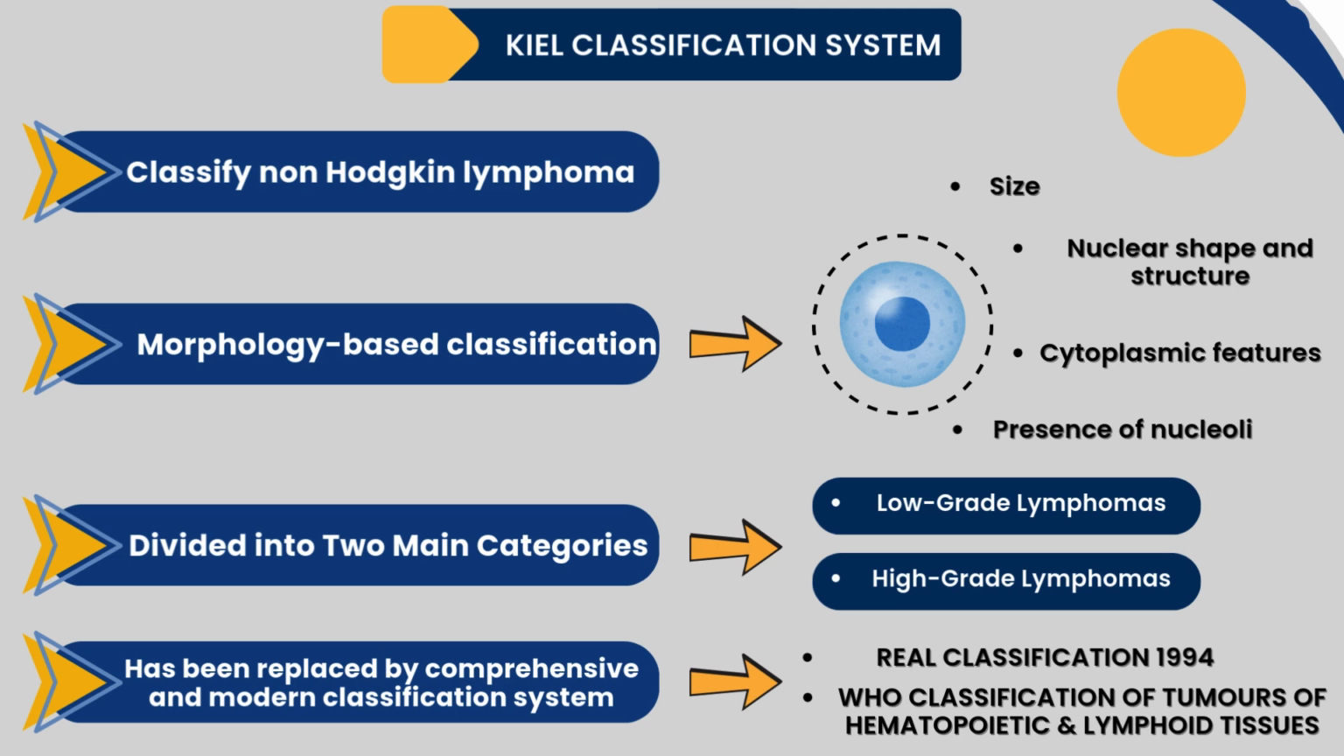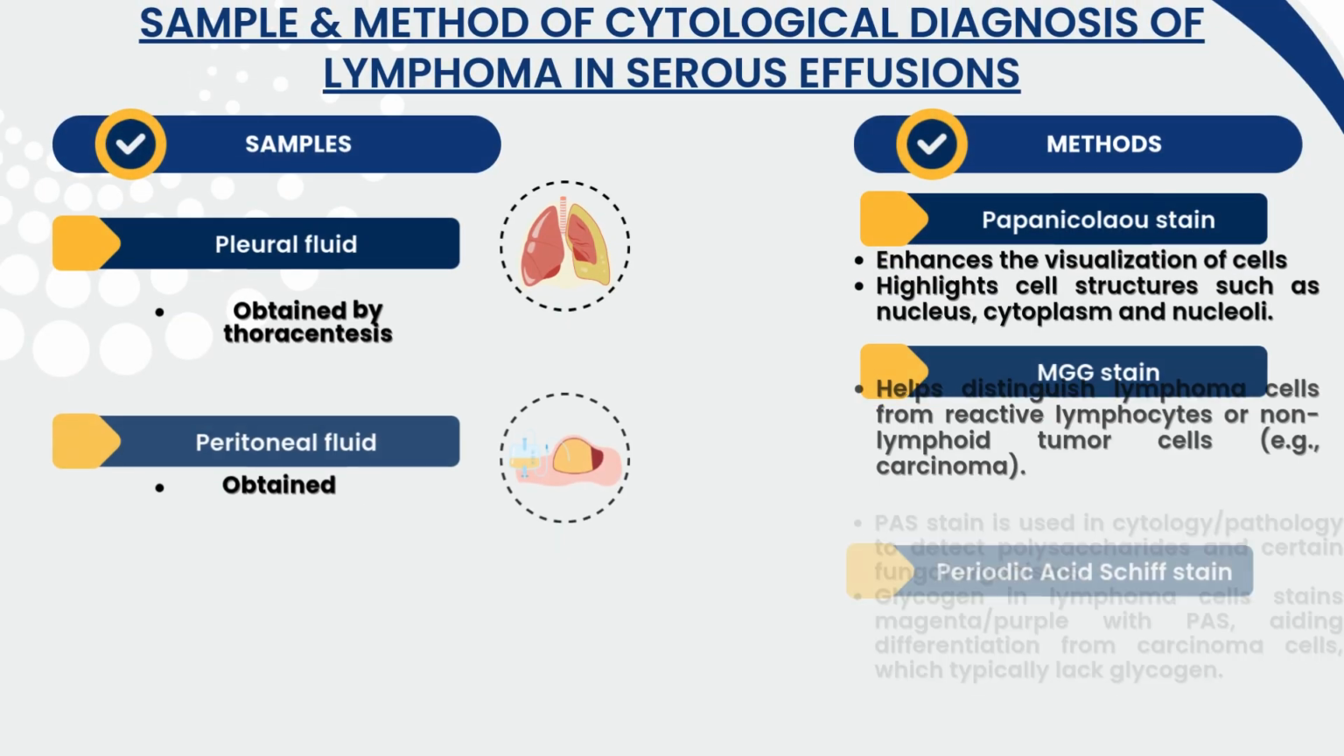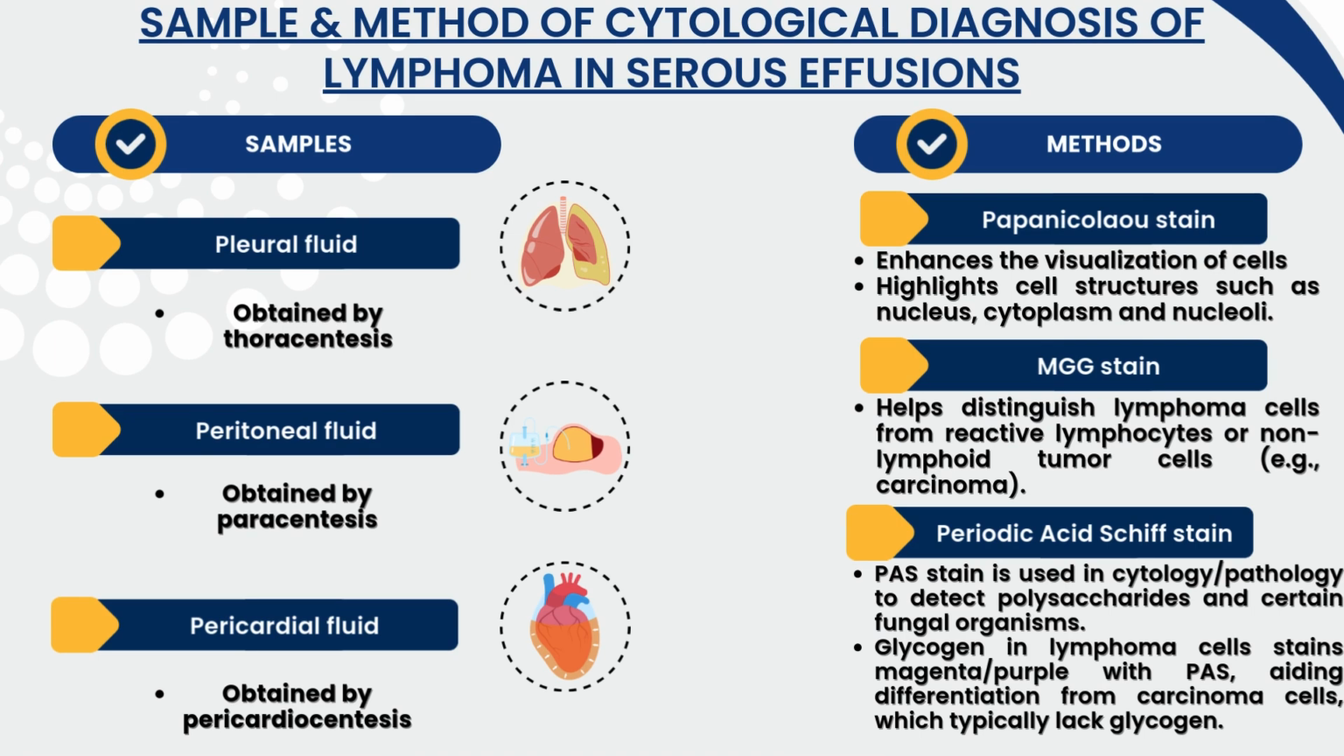The materials required for the cytological diagnosis of lymphoma in serous effusions include samples of serous fluid obtained from body cavities, such as pleural fluid by thoracentesis, peritoneal fluid by paracentesis, and pericardial fluid by pericardiocentesis. The Papanicolaou (PAP) stain is widely used in cytology and plays an important role in diagnosing lymphoma in serous effusions. It enhances the visualization of cells in fluid samples, making it easier to identify abnormal or malignant cells, including lymphoma.